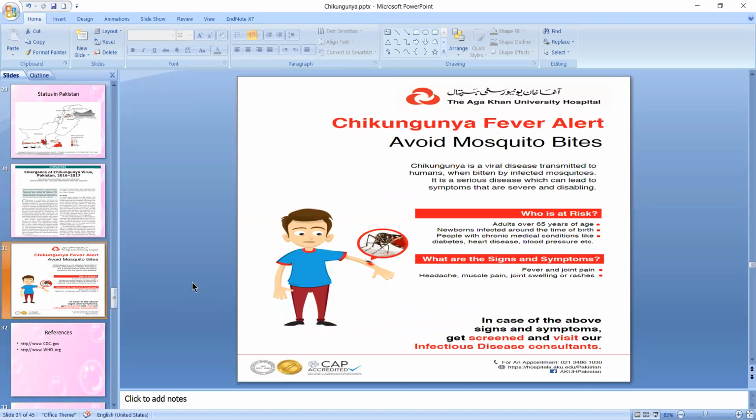Chikungunya fever alert is a message given by Aga Khan University. Avoid mosquito bites. Who is at risk? Adults over 65 years of age, newborns infected around the time of birth, and people with chronic medical conditions like diabetes, heart failure, and blood pressure.